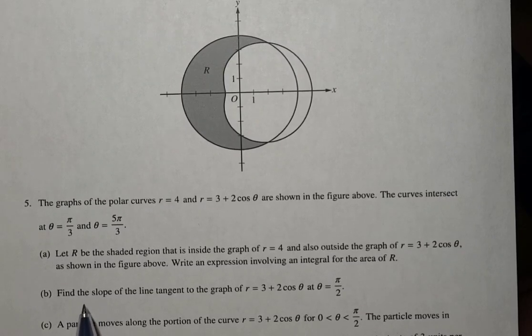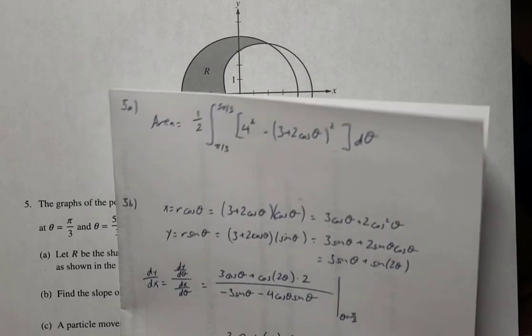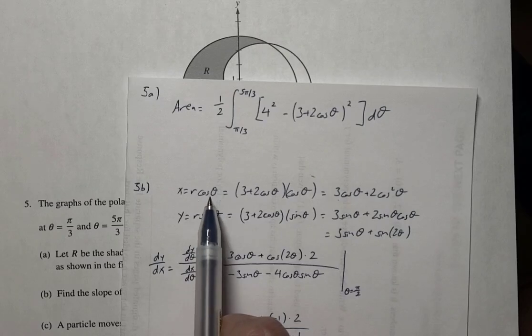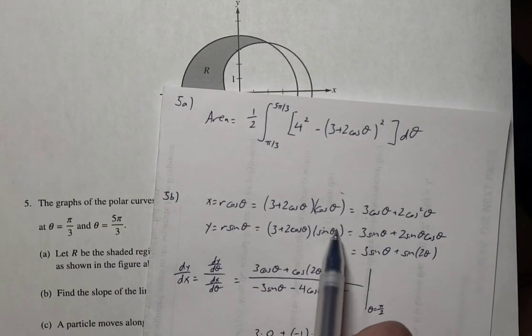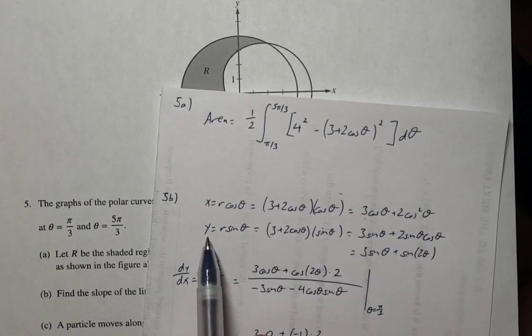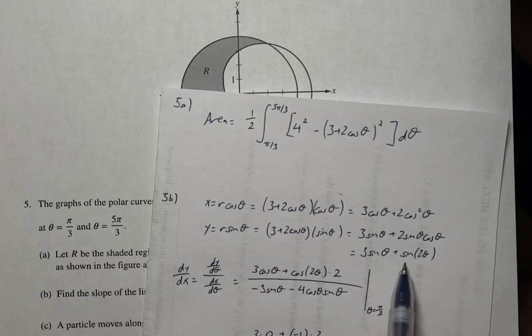It's very tedious. Now, find the slope of the line tangent to the graph of r equals 3 plus 2 cosine theta at theta equals pi over 2. So how do we do that? Do we remember the formula? I honestly don't remember the complicated formula, so I know that x is r cosine theta, where r is what they give us right here. That's 3 cosine theta plus 2 cosine squared theta. And y is r sine theta, so plug in r, and it simplifies to this using a trig identity, so the differentiation is easy.